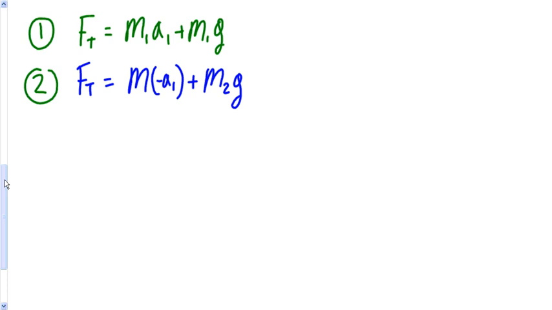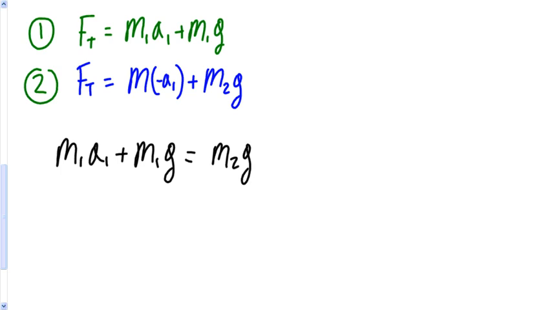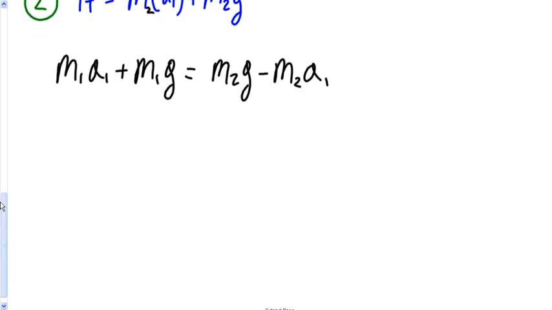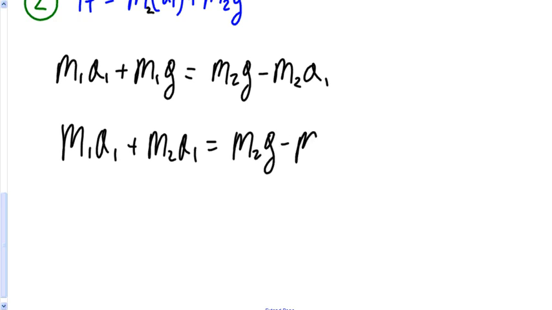All right, here we are. So we have M1 A1 plus M1G equals M2G minus M2A1. So this is M2 right here. Now what I want to do is put the A's on one side and all the G's on the other side. So doing that, I get M1 A1 plus M2A1 equals M2G minus M1G.